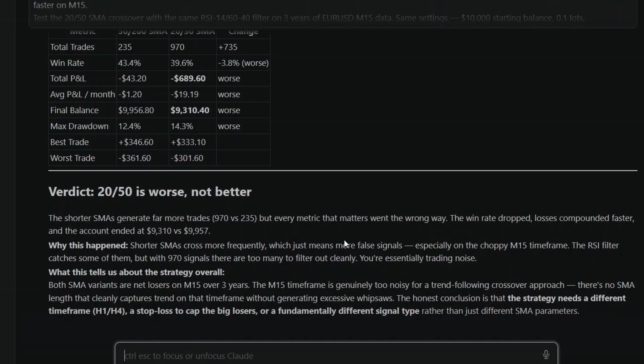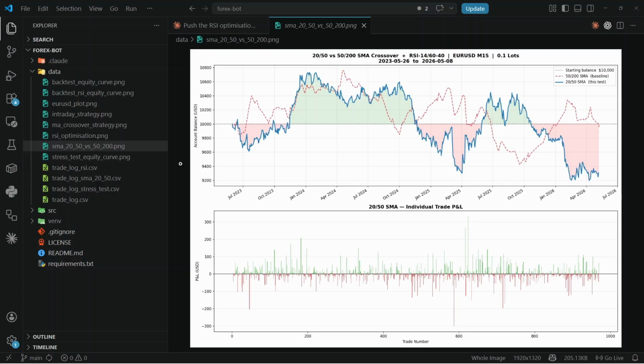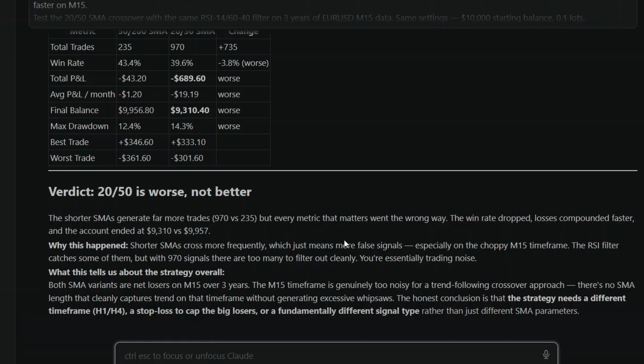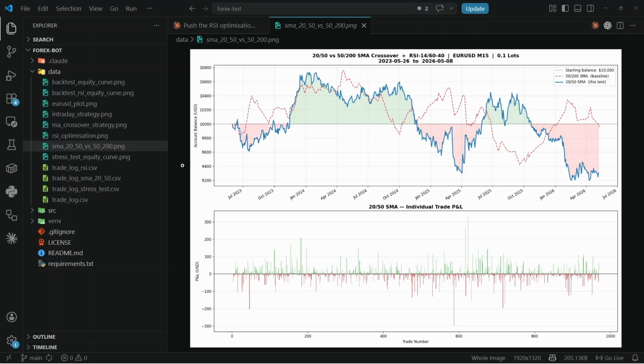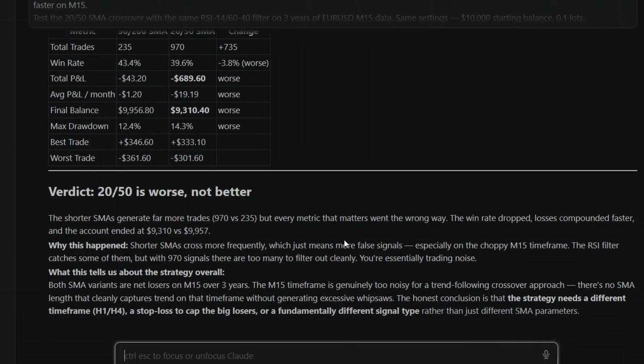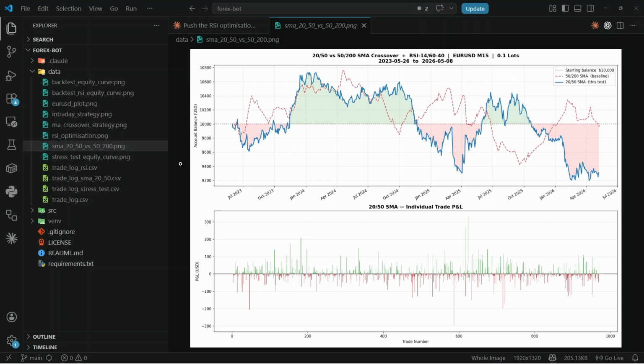Claude explained it perfectly. Shorter SMAs cross more frequently, which means more false signals, especially on the choppy 15 minutes time frame. The RSI filter catches some of them, but with 970 signals, there are far too many to filter out cleanly. We were essentially trading random price movement and calling it a strategy. And then Claude said something that changed our approach entirely. Both SMA variants are net losers on 15 minutes over 3 years. The 15 minutes time frame is genuinely too noisy for a trend following crossover approach. There is no SMA length that cleanly captures trend on that time frame. The problem was never the SMA setting. The problem was the time frame.